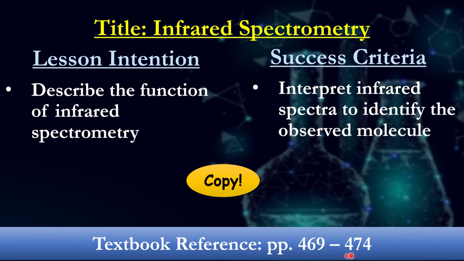Now your textbook references are this. And we're going to be looking at the function of infrared spectrometry, how do we use it, how does it function, and also the types of spectra that we form. How can we interpret the spectra in order to understand the molecules that we are trying to observe?